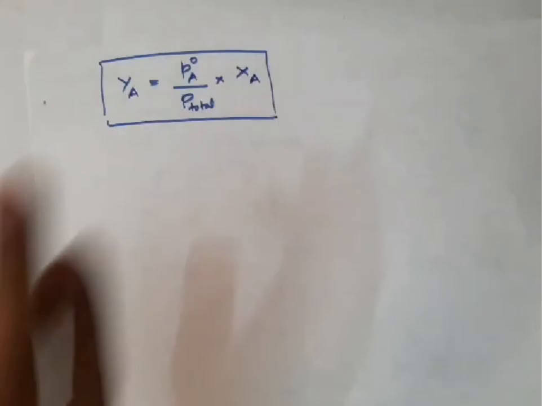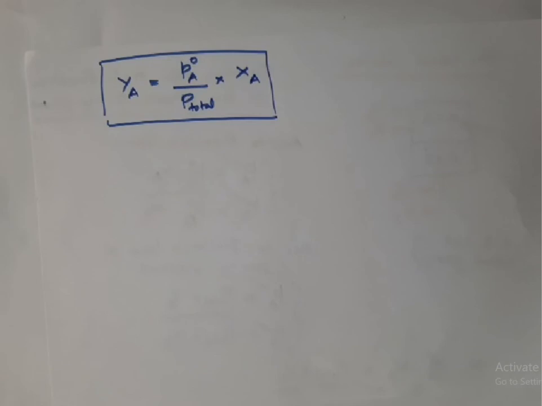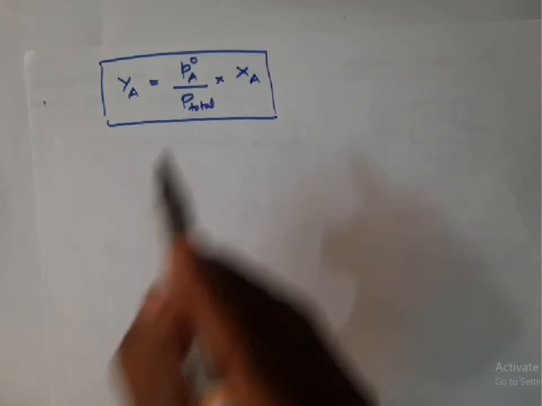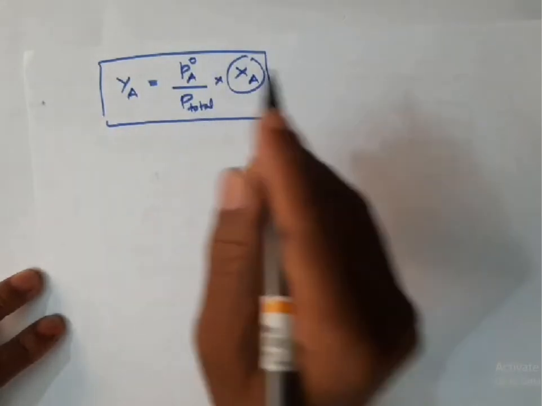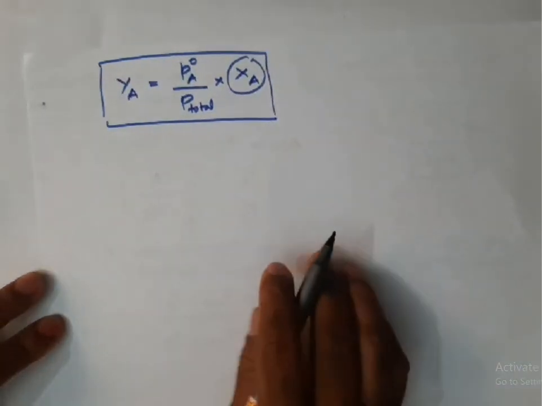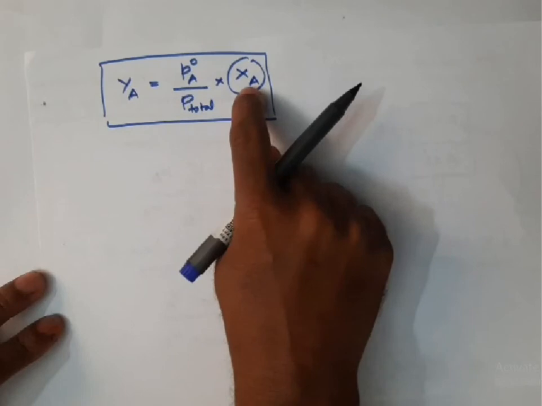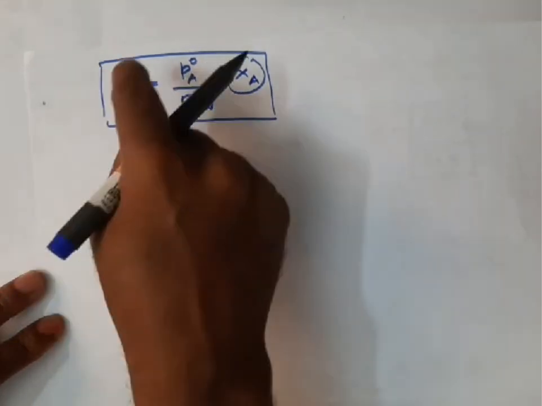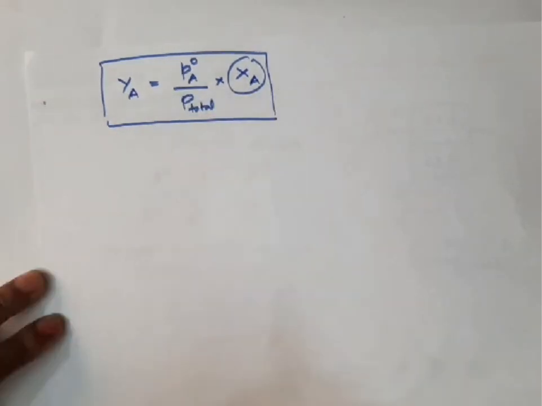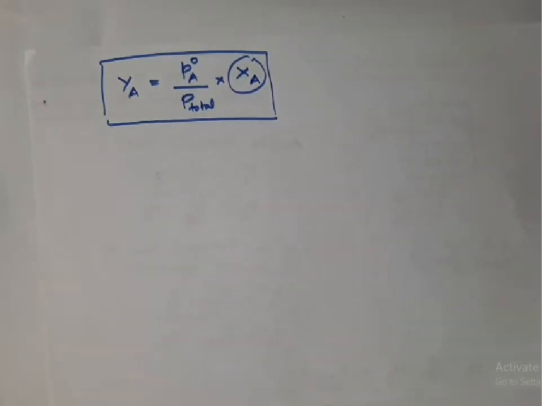Students, is this clear? Yes, sir. See this formula, a very useful formula and very important for competitive examinations. If you know the mole fraction of A in the liquid phase, you can calculate the mole fraction in the vapor phase if these two values are available. Right? Take down.